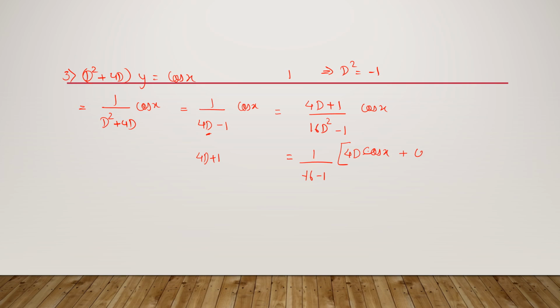plus cos of x. I'm just operating this 4D plus 1 separately on cos of x, then I get minus 1 upon 17 into 4 differentiation of cos, which is equal to minus sin, so minus 4 sin x plus cos of x. If I rearrange this equation, then I can write 1 upon 17 into 4 sin x plus cos of x. So in this way we can find the solution of our given differential equation.